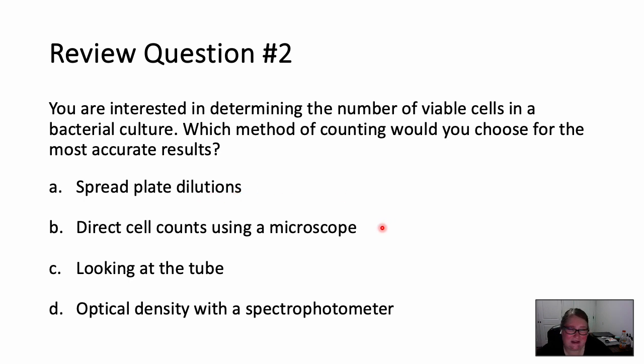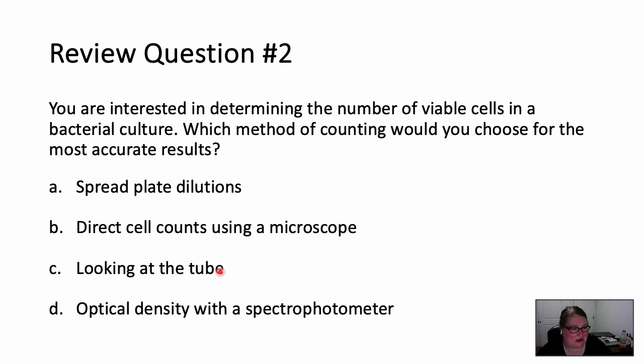So B, direct cell counts using a microscope, like in fluorescent microscopy, we see both the living and the dead cells. So it's not just the viable cells. Looking at the tube, well, we can tell if we have growth, right? We can look for how cloudy it is. But that doesn't tell us which ones are living and which ones are dead. Because you can have a sample.